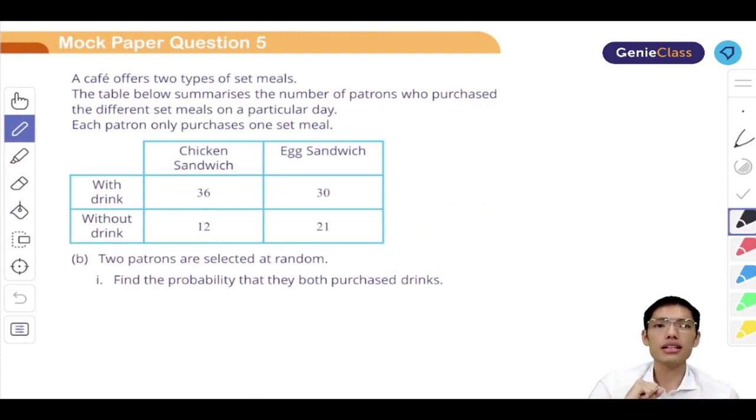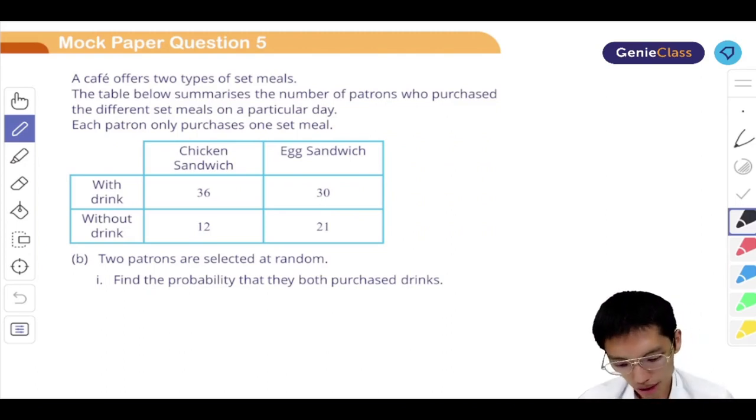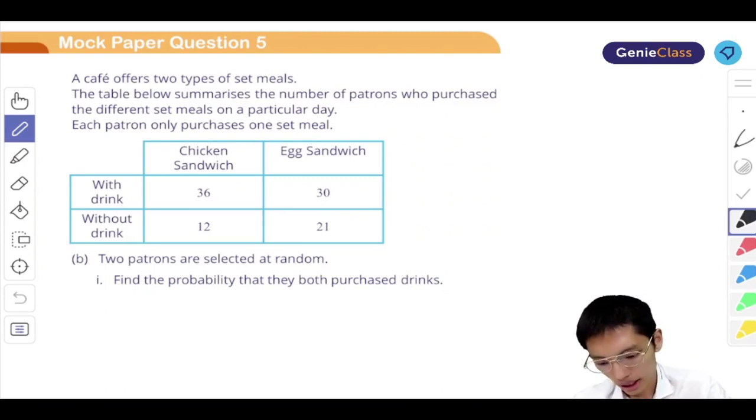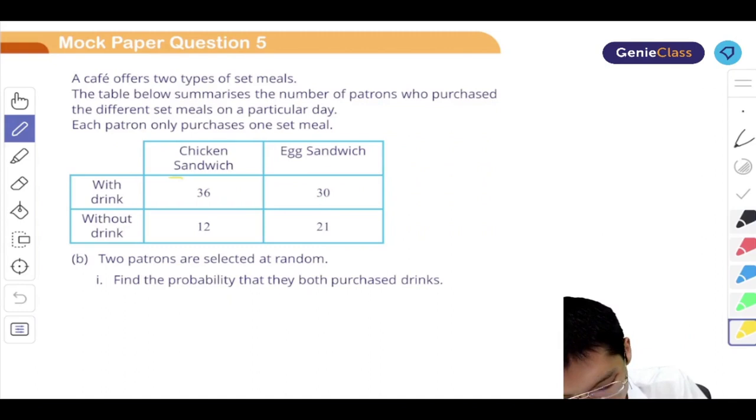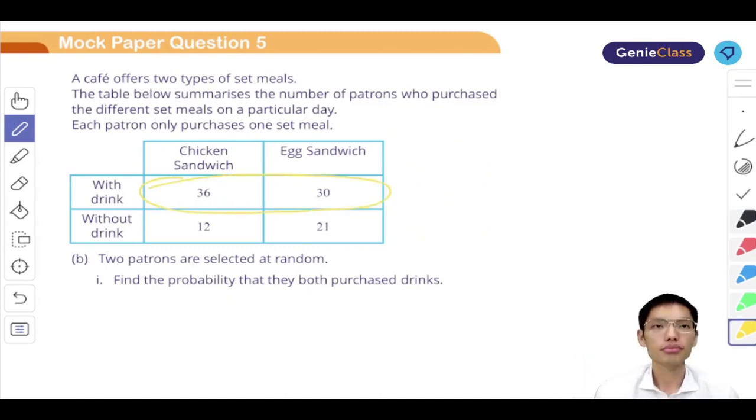So how would I do this? 2 patrons are selected at random, find the probability that both purchase drinks. So how would I do this? Both purchase drinks, so they should be under this particular notion down here. But how would I select them? That's where your tree diagram comes in helpful.